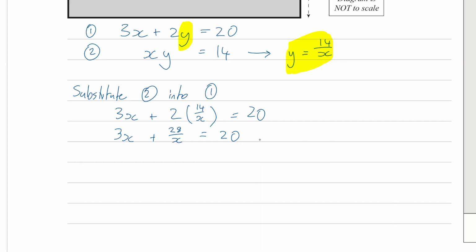But it'll be a lot easier if we had no fractions to solve for x. So what we can do now is multiply both sides of the equation by x. So we'd get 3x squared. Now what's 28 divided by x times x? That's just 28. And then 20 becomes 20x. Okay, this is looking a bit more familiar. Now we can subtract 20x from both sides. And that gives us our standard form of a quadratic.